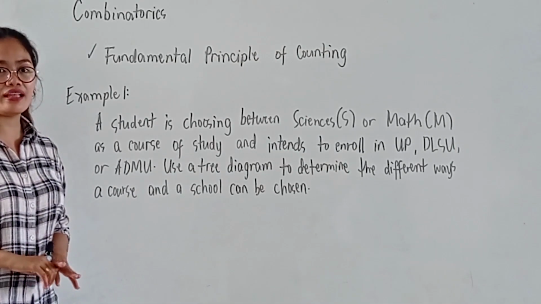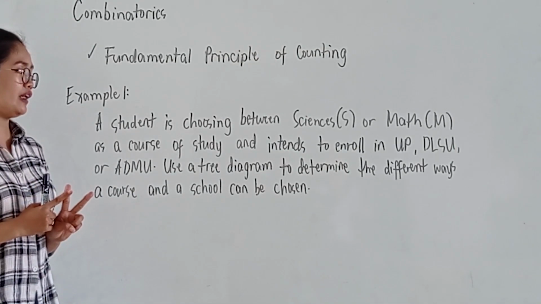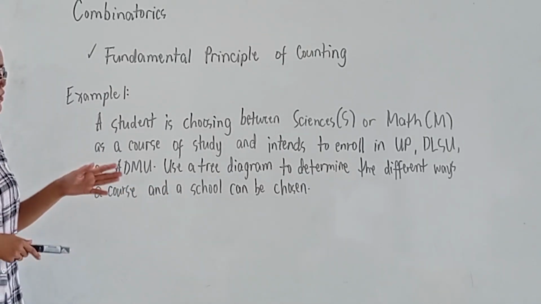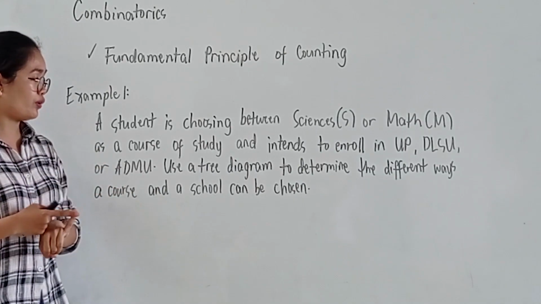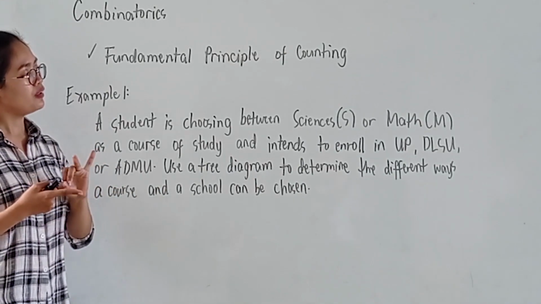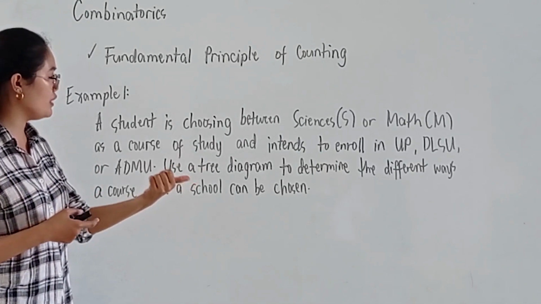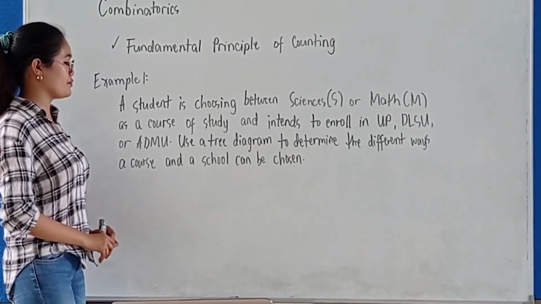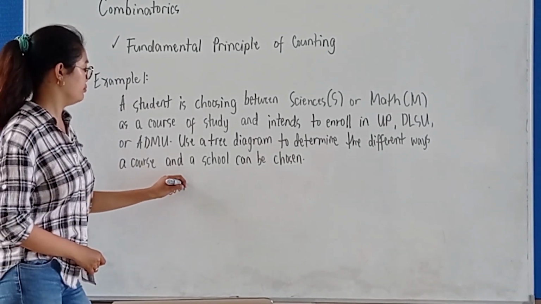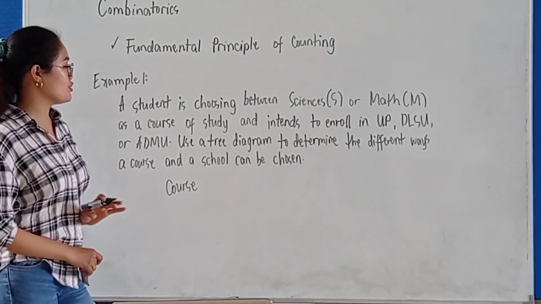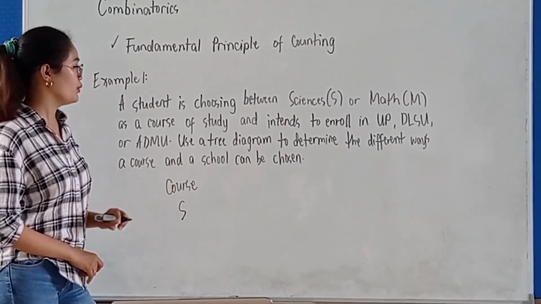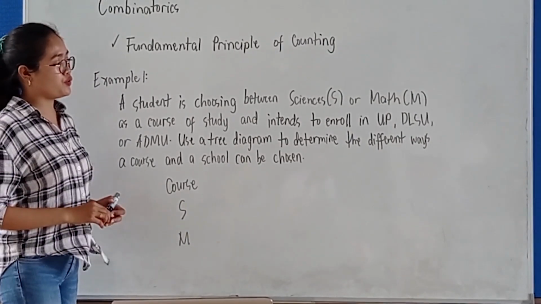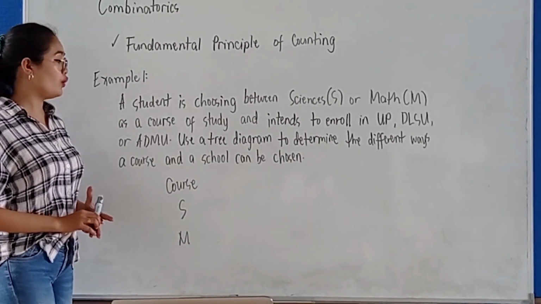We need to take note that there are two steps involved in completing this task. First, choosing the course of study, and second, choosing the school to enroll in, such as UP, DLSU, or ADMU. Our first step is choosing a course of study. Our student can either choose sciences (S) or math (M). The next step is to consider the school to enroll in.